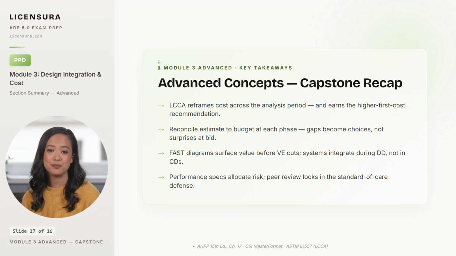And the documentation plus review pair locks defensibility. Performance specifications allocate risk deliberately. Substitution procedures govern post-award changes, and peer review across structure, code, and discipline-level coordination becomes part of the standard of care record if a claim ever arises. The advanced phase produces a project record you can defend years later. That is the standard the module is training you to.